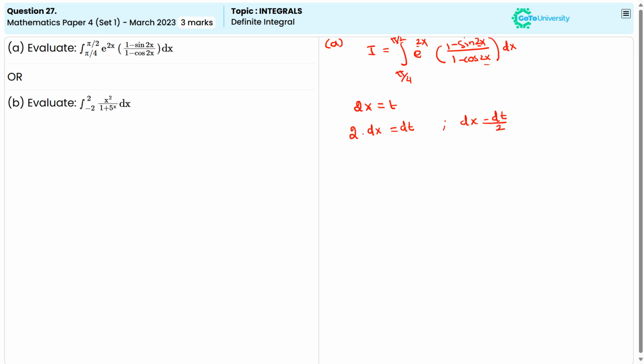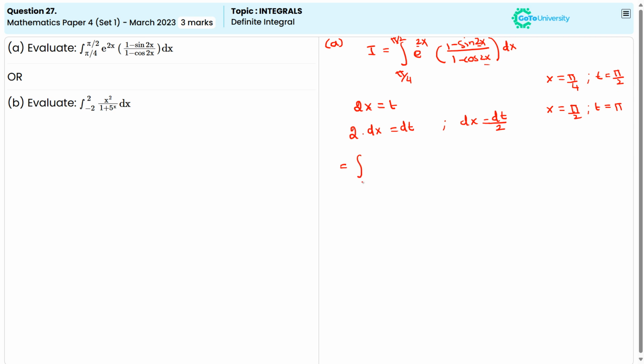Now we are going to change the limits from x to t. These are the limits for x. Now we are going to change the limits for t. Suppose if we take x equal to pi by 4, t will be pi by 2. If we take the value of x as the other limit pi by 2, we get the value of t as pi. Now the limits are from pi by 2 to pi.